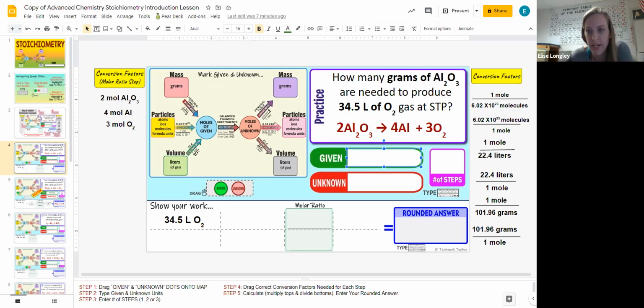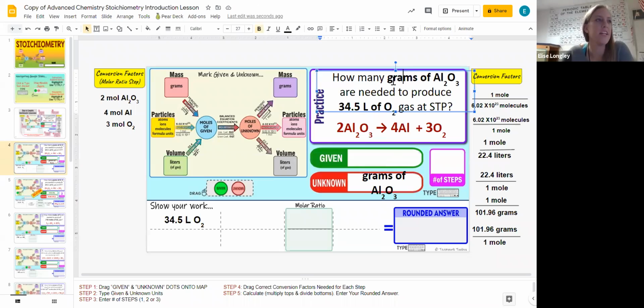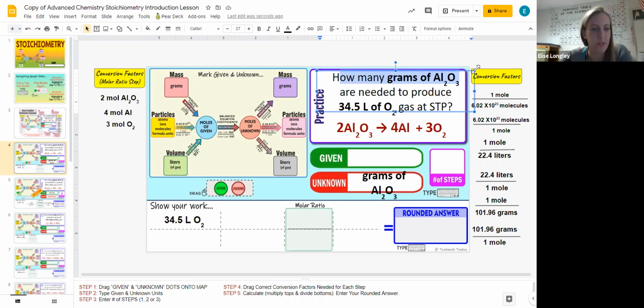So who's going to help me? Jessica, what is this question asking me for? What is my unknown? How many grams of Al2O3 are needed to produce 34.5 liters of O2 gas at STP? Yep. So the unknown is how many grams. That is the question, right? It's not to be or not to be. It's how many grams. So the question is how many grams of aluminum oxide.